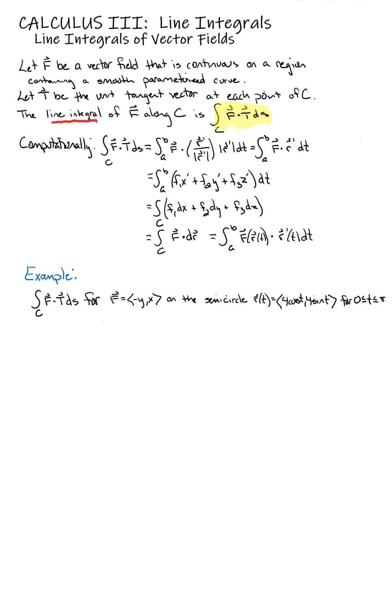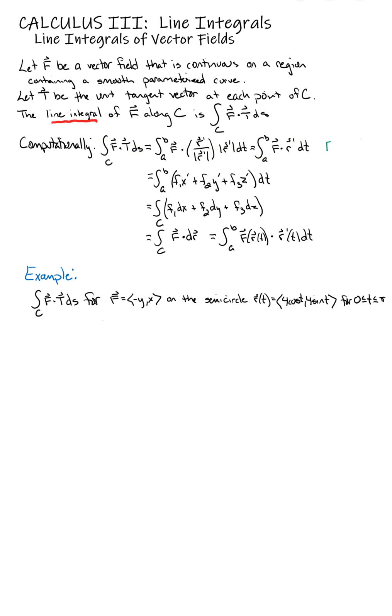Now, computationally, how are we going to work this out? Turns out that this line integral of f dot t ds can be written as the regular integral of f dot. Now recall that the unit tangent vector is r prime over the magnitude of r prime, and then ds, the differential of the arc length, is actually the magnitude of r prime dt. Now notice we can reduce the magnitude of r prime and we end up with f dotted with simply r prime dt.